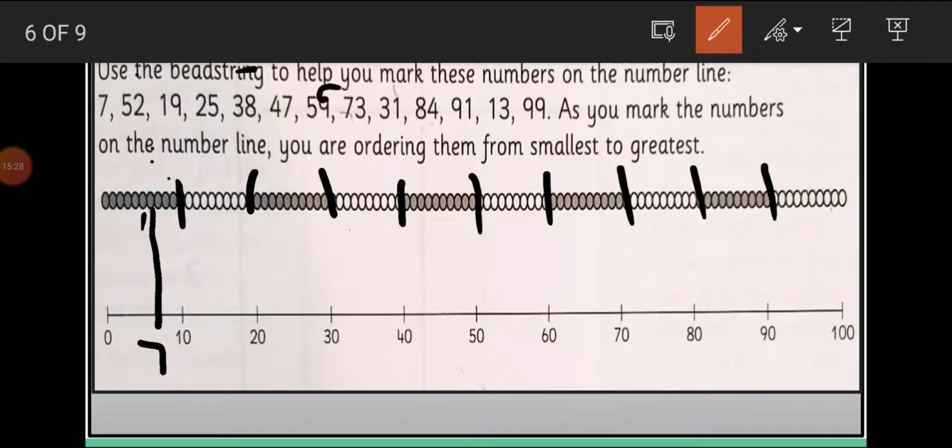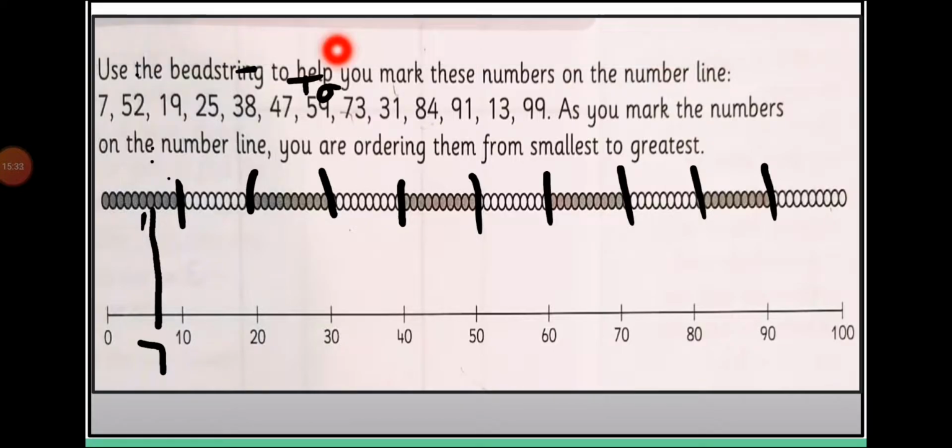In 59, 9 is ones and 5 is tens because 9 is on the right side. Again, in 59, how many tens? 5 tens. How many ones? 9 ones. Again, you have to check where are 5 tens, 50. Then you count down 9 more, mark it, and put it on its correct place on number line.